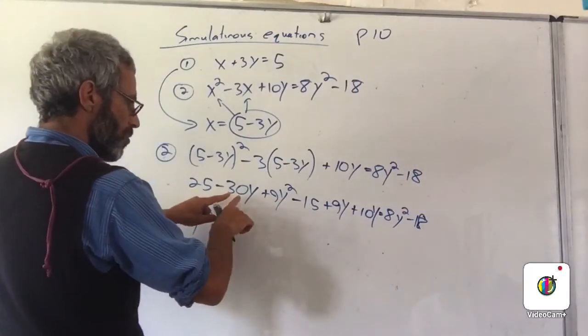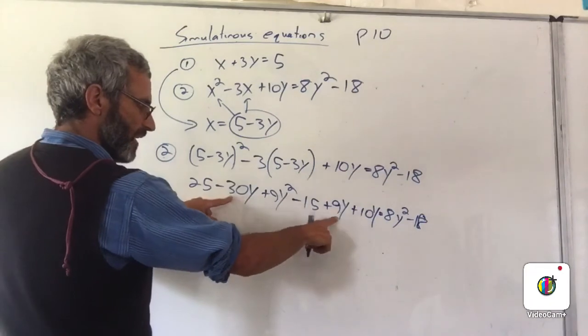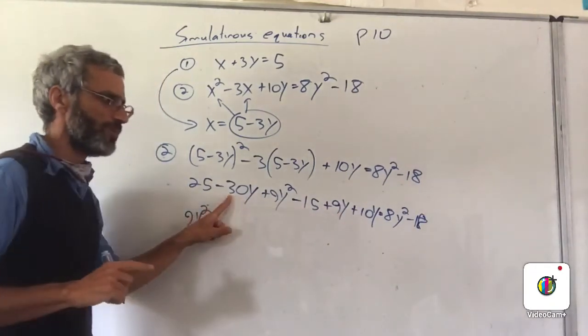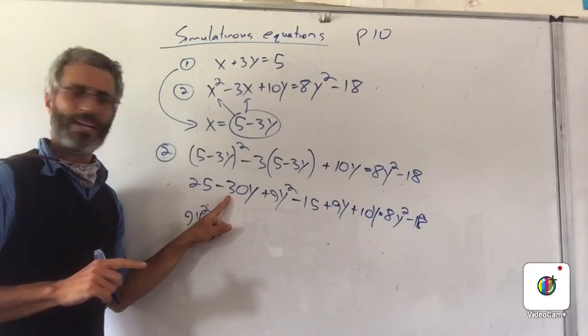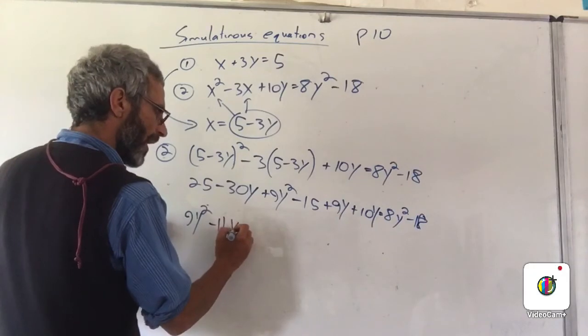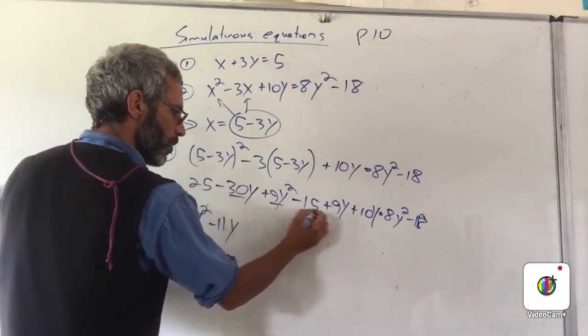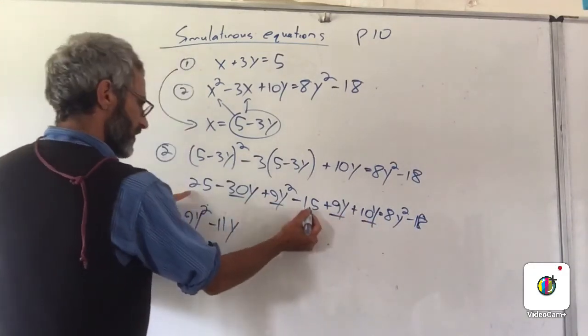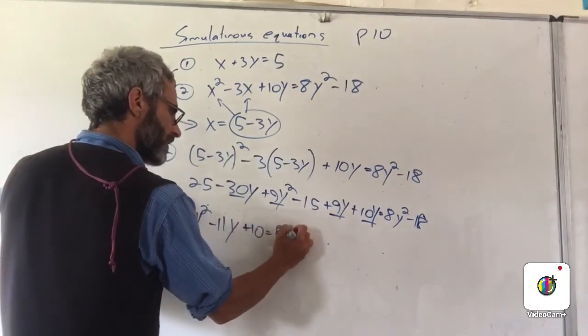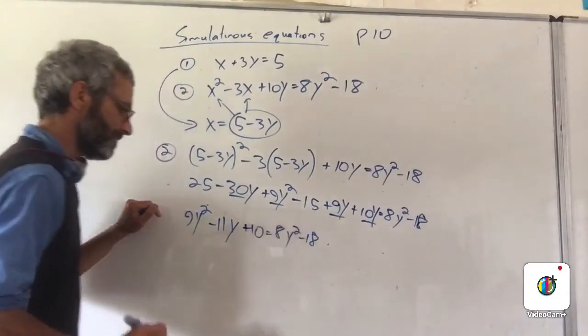Now I'm looking for the y's. Minus 30y plus 9y. So that's plus 19y. What is minus 30 plus 19? Minus 11, I think. Yeah. Minus 11y. So I've done those things. And then I've got 25 minus 15, that's plus 10. Equals 8y squared minus 18.